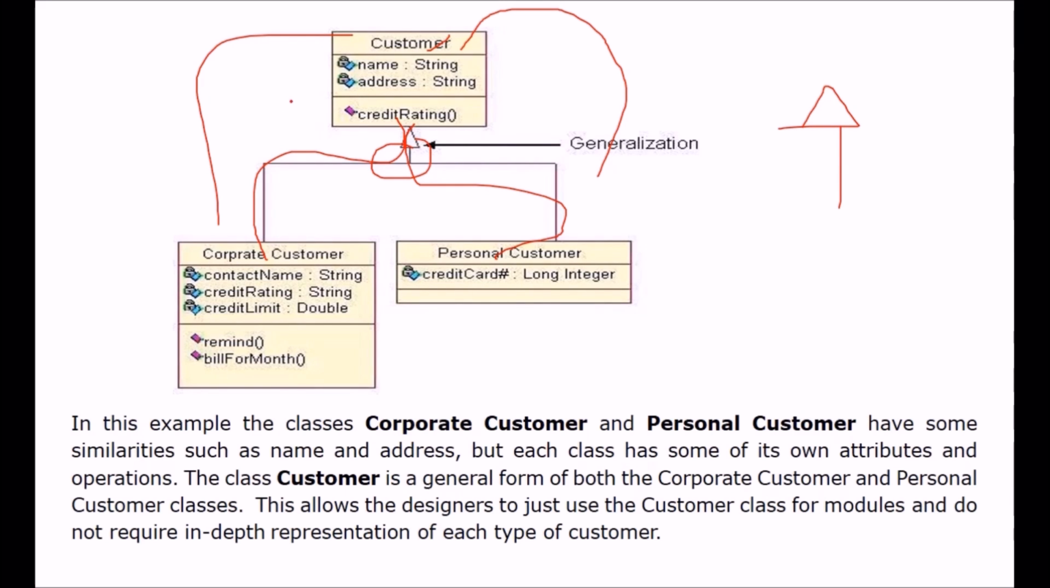So, in this example, these are the classes corporate customer and personal customer. They have some similarities such as name and address. But each class has its own attributes as well and operations. So the class customer is the general form of both the corporate customer and personal customer classes. And this allows the designer to just use the customer class for modules. I do not require in-depth representation of each type of customer.